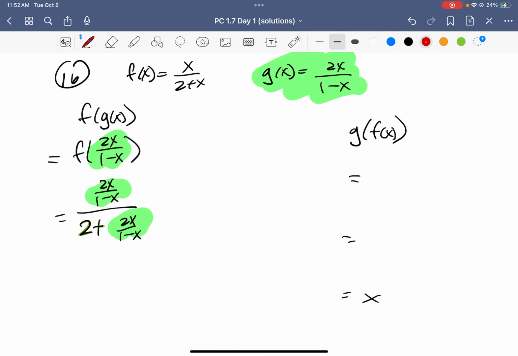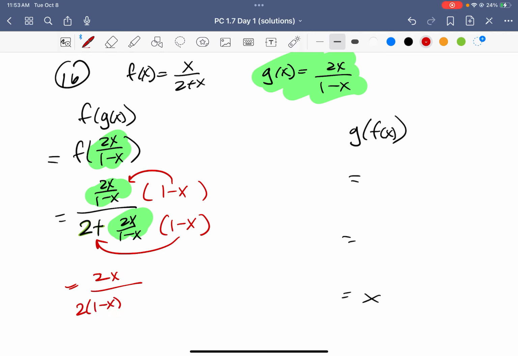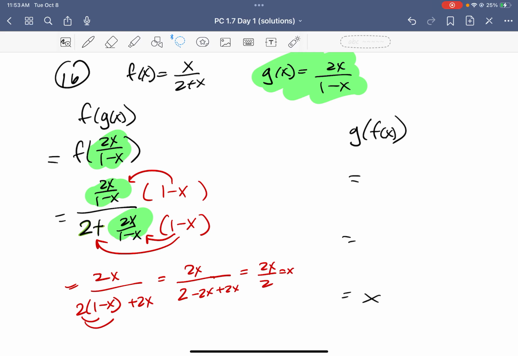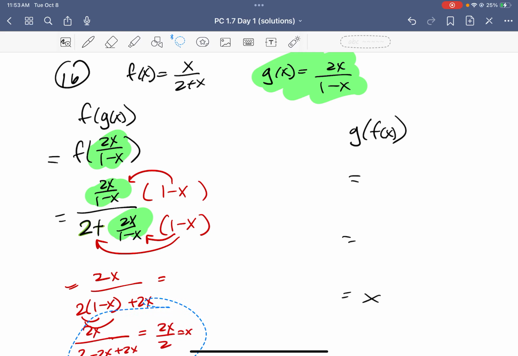So I want to get rid of the 1 minus x, so I'm going to multiply it on top and bottom by 1 minus x. If I do that, it hits this and gives me 2x. On the bottom, it hits this and gives me 1 minus x. And it hits this and gives me 2x. So if I simplify that, I'm going to get, by distributing, 2 minus 2x plus 2x on the bottom. That's just equal to 2x over 2, which is x. So that one turns out to give me exactly what I had hoped.